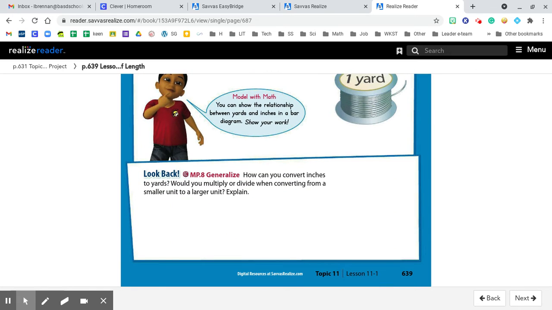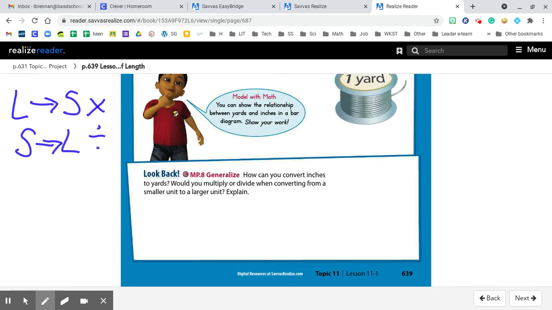How can you convert inches to yards? Would you multiply or divide when converting from a smaller unit to a larger unit? And this is a huge piece of information that you're going to be using as you go through the entire chapter. When we're converting from larger to smaller units, we're always going to multiply. When we convert from smaller to larger, we're going to divide.